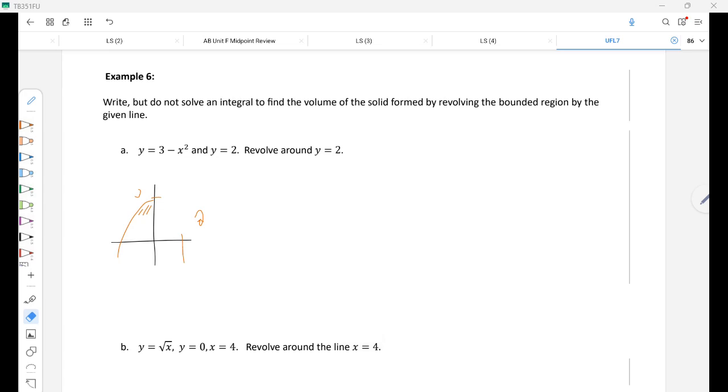This is not going to be good. I'm going to do this. There we go. That's what I want. Cool. My parabola didn't exactly hit 3. Oops. There we go. Now it does.